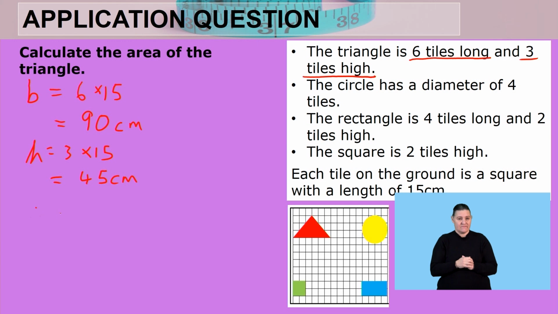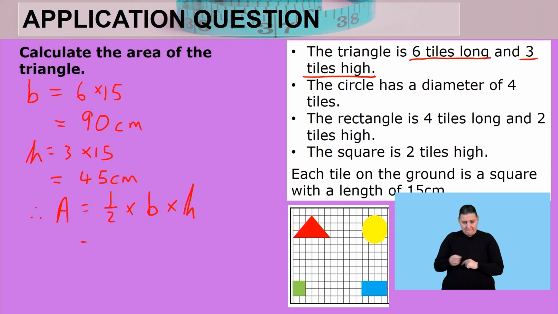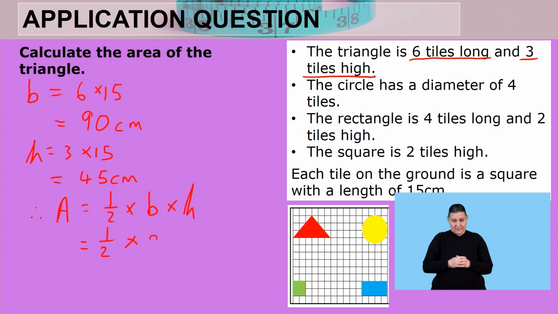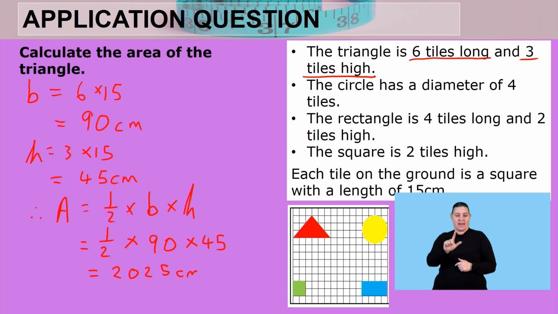Now we can find the area. All right. Area for triangle, half times base times the height. Let's put everything into the formula, use a calculator, get our answer. So that's 90, that's 45. And my answer is 2,025 centimeters squared. Nice work. One down. Let's keep going.